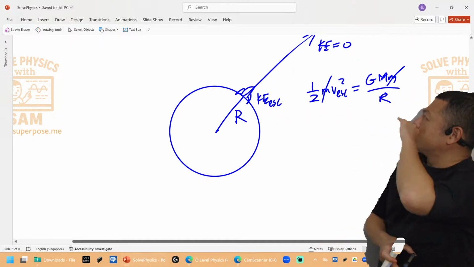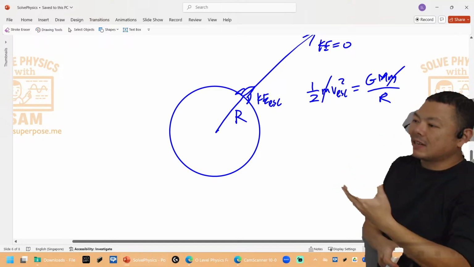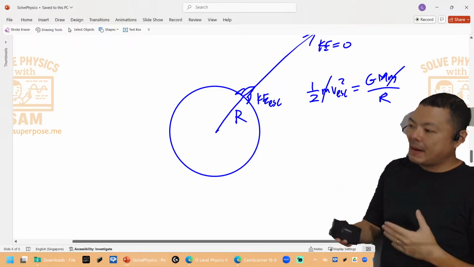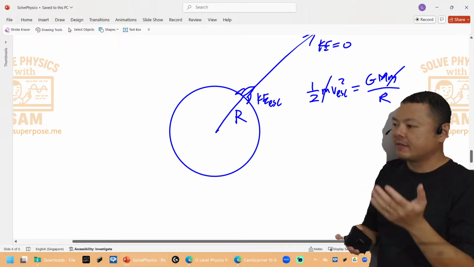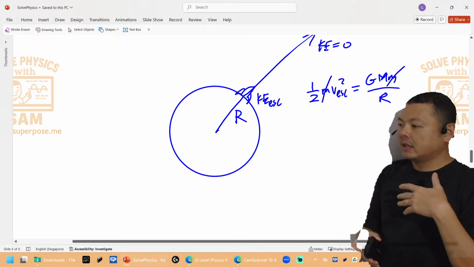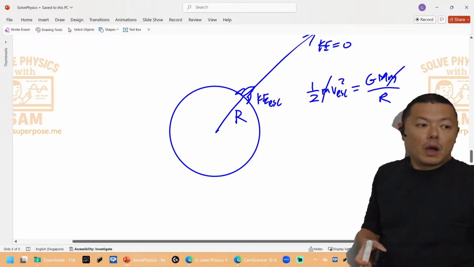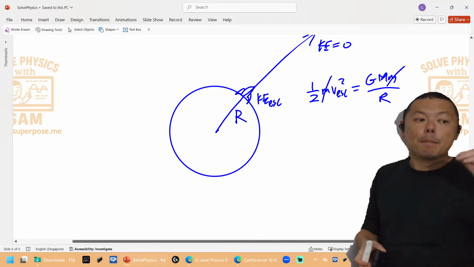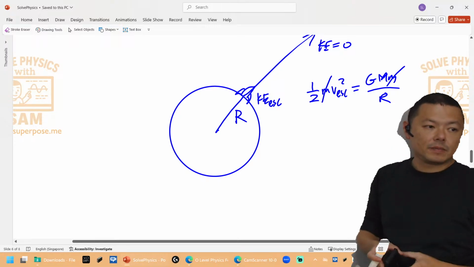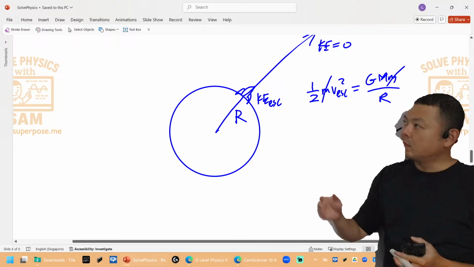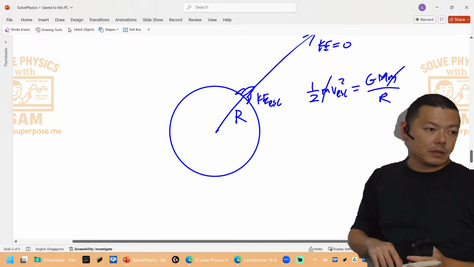So that's the thing. You're trying to escape to infinity, and it's based on the mass and the radius of the planet. If the mass is big, then it's very hard to escape. If the radius is big, then it's a little bit easier to escape. What happens if you give this rocket more than the escape KE? More than escape KE, what will happen to it?